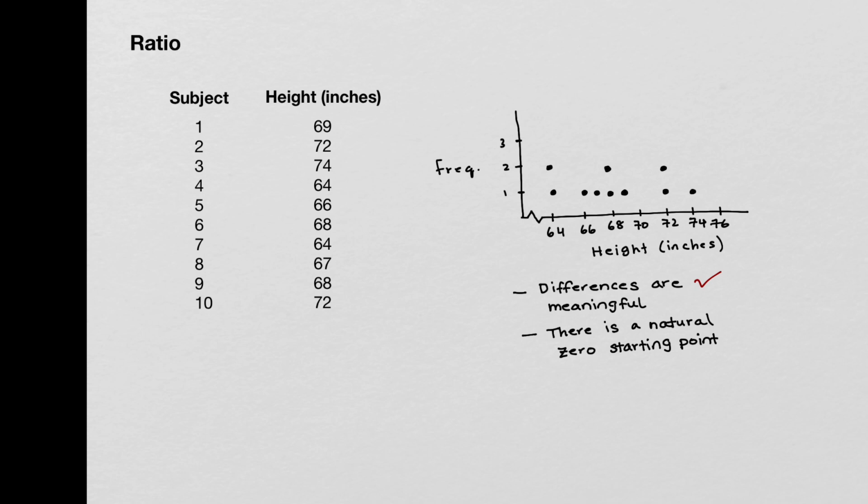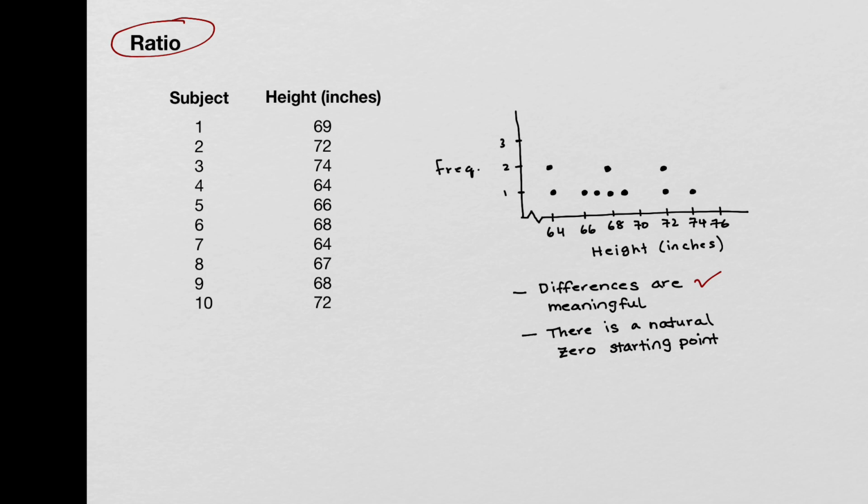So it doesn't mean that 0 has to be a potential data value for your data set. It just means that 0 would indicate a lack of that quality. So this would be ratio. And another way to determine that your data is at the ratio level rather than interval is to look to see, are proportions meaningful? Could one person be twice as tall as another? Or 1.5 times as tall.